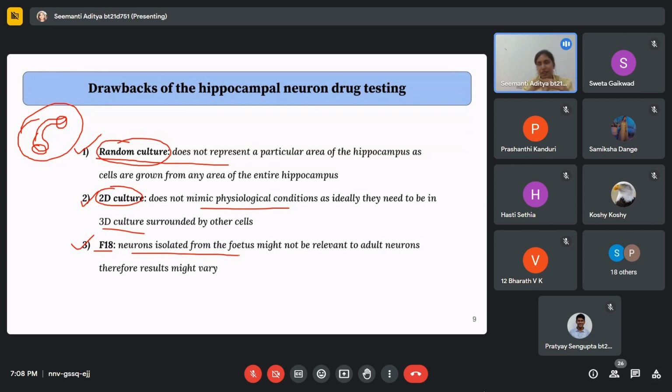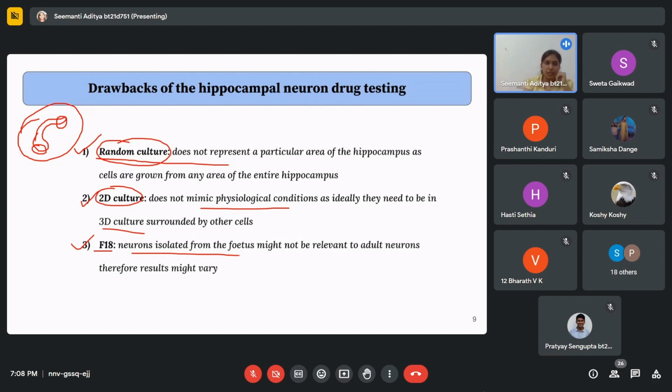I mean, because we need to get some samples. If you directly want to test it in human samples, it is very difficult to get human samples for any kind of scientific experiment. A lot of ethical issues come up, and a lot of ethical clearances need to be obtained for testing this hypothesis.